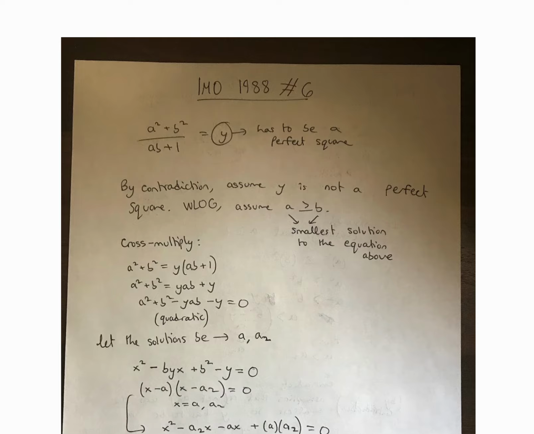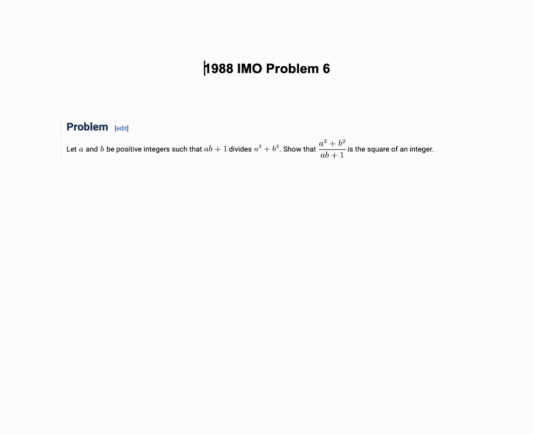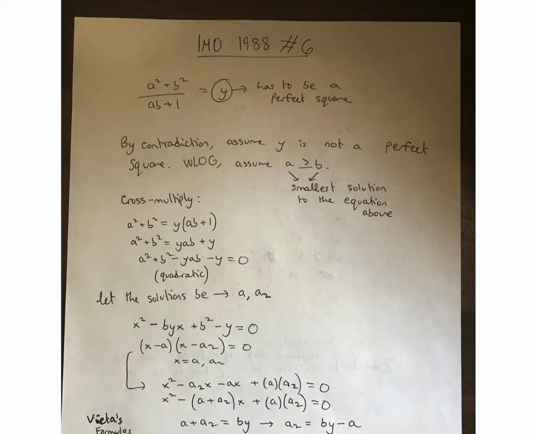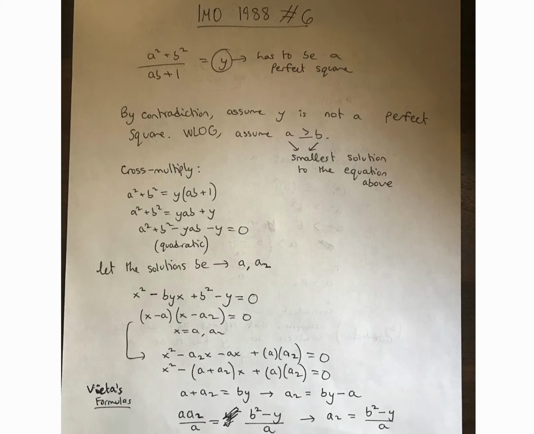So I assume that this expression is equal to y, and y has to be a perfect square based on what they gave us. What I use is contradiction to solve it. So by contradiction, assume that y is not a perfect square, and without loss of generality, assume that a is greater than or equal to b. This is the smallest solution to the equation above.